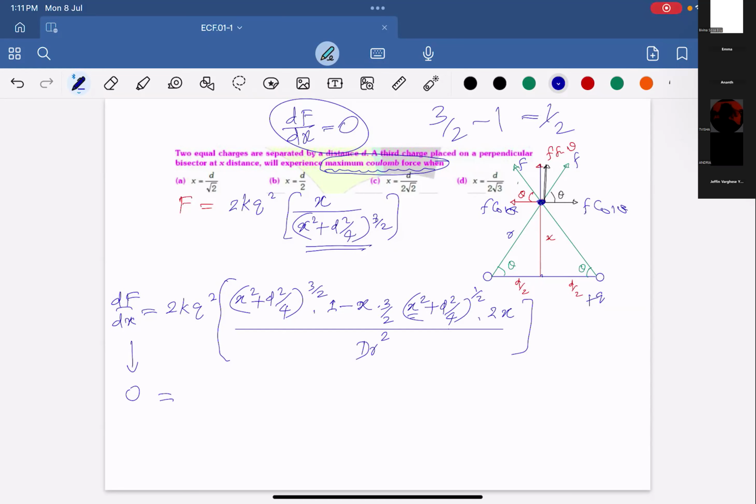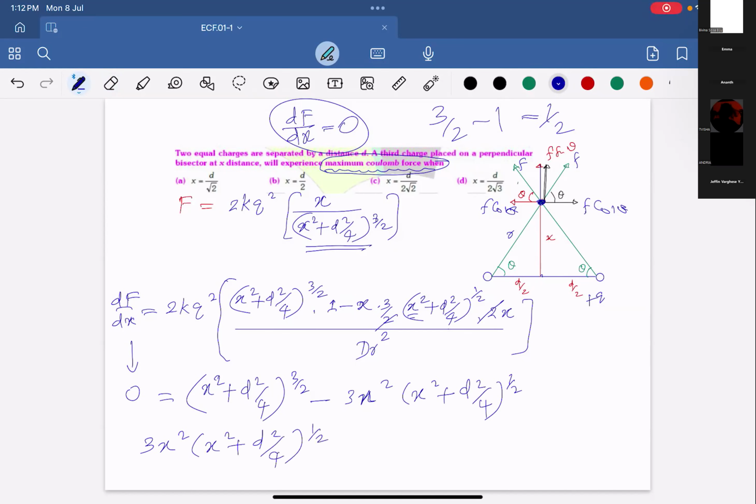So that will give me 0 is equal to x square plus d square by 4 the whole raised to 3 by 2, minus 2 and 2 are cut, 3x into x, that is 3x square into x square plus d square by 4 the whole raised to 1 by 2. And a little bit of mathematics will do the final step. I'm getting this to the left hand side. So 3x square into x square plus d square by 4 the whole raised to 1 by 2 is equal to x square plus d square by 4 the whole raised to 3 by 2.